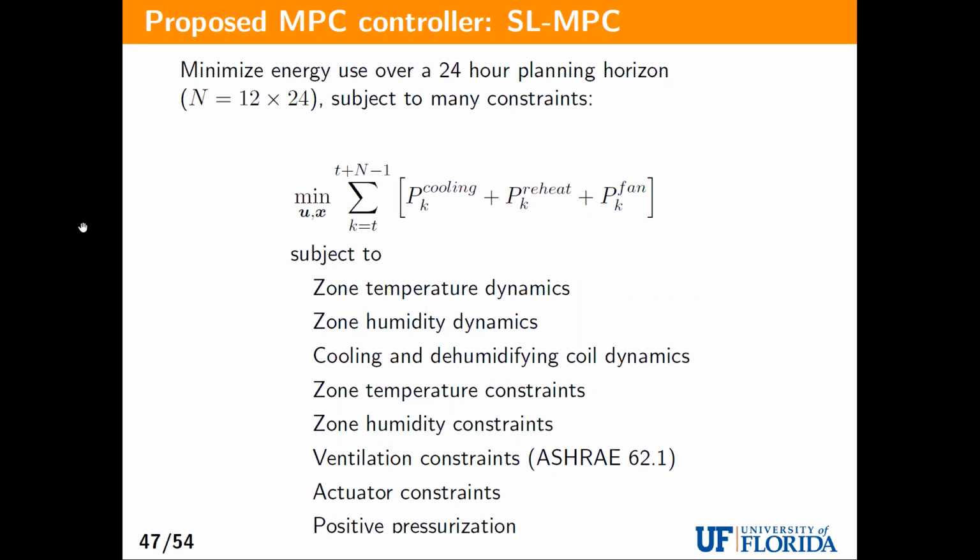Then there are, of course, constraints. You have to make sure the zone temperatures are within these bounds, humidity is in the bound. You cannot reduce the flow rate too much. You have to maintain a certain amount of outside air flow rate for ventilation. And of course, actuator constraints, your fans can only push this much air. And the building has to be always under positive pressurization.